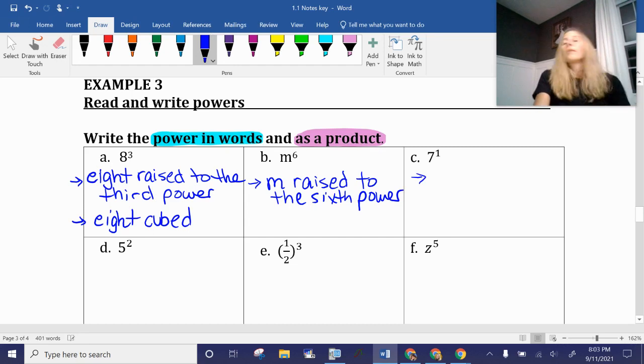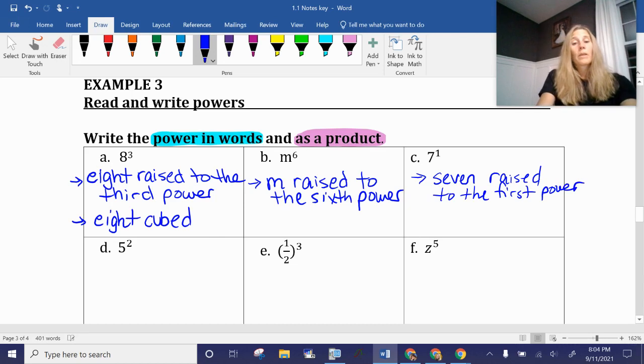Okay, for C, now this one could be a little tricky. You have a 7 raised to the first power. That's all it is. It's not any more confusing than that. It just is kind of weird. It's actually a little bit trickier as a product. So 7 raised to the first power.